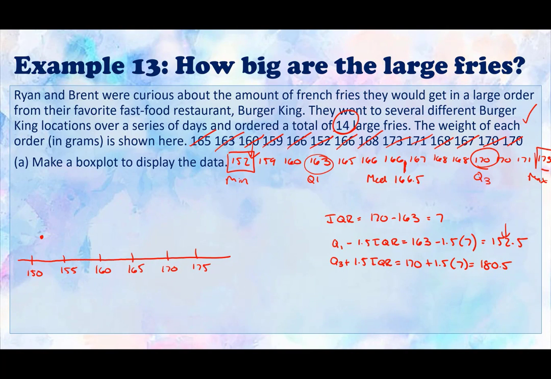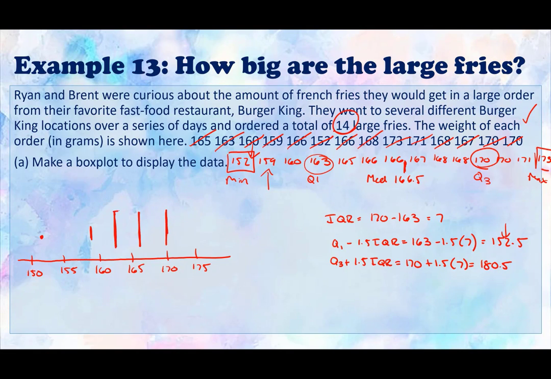Now, because 152 is our minimum, but it's also an outlier, we're going to have to start our box or whisker at 159. So our first line is going to be here at 159. And then we're going to have 3 more lines. We're going to have them at the quartile 1, which is at 163, slightly longer. Then we're going to have another one at our median of 166.5. And again, we're just kind of eyeballing here, guys. If this was on graph paper, it'd be a lot neater. And then we have our Q3 at 170.